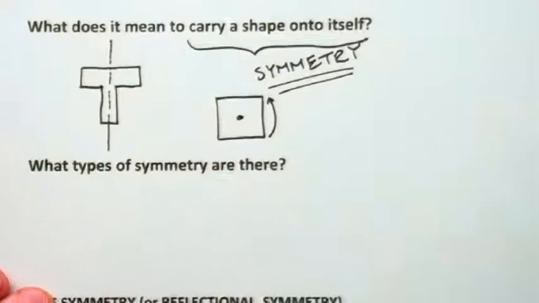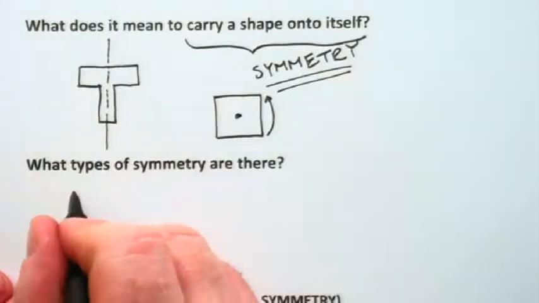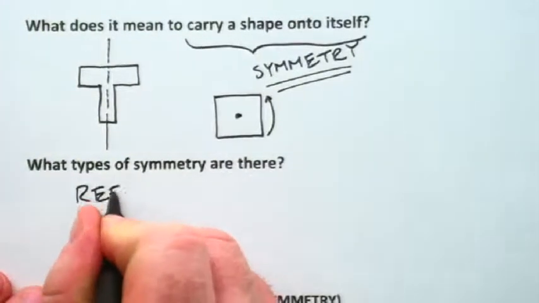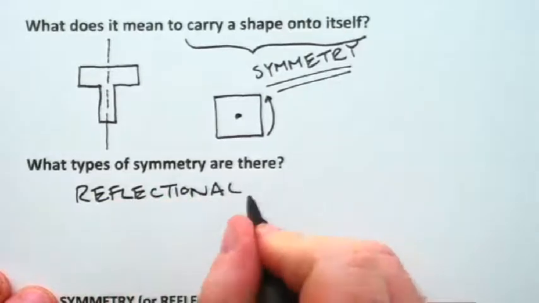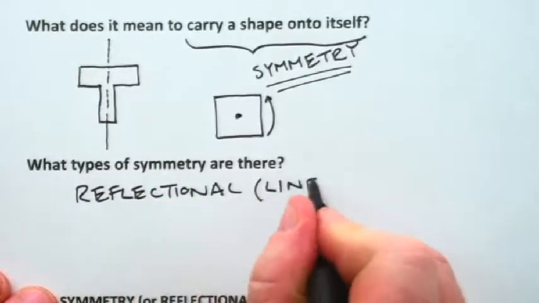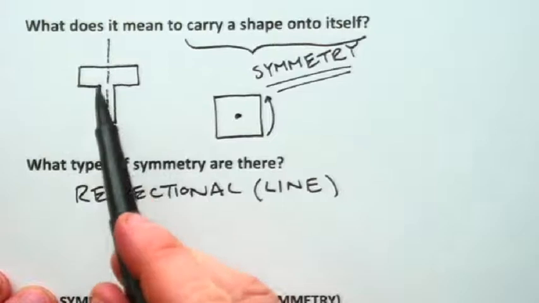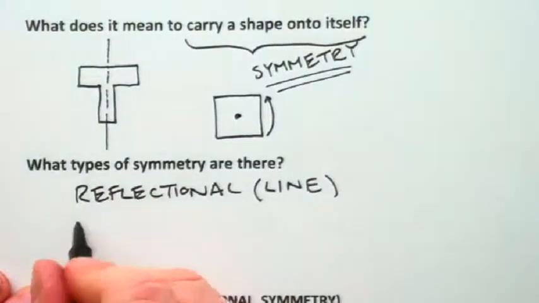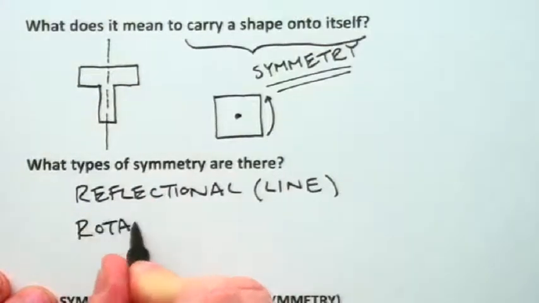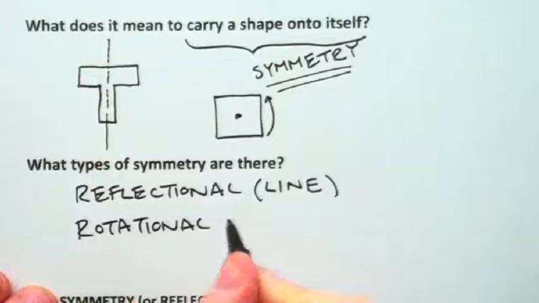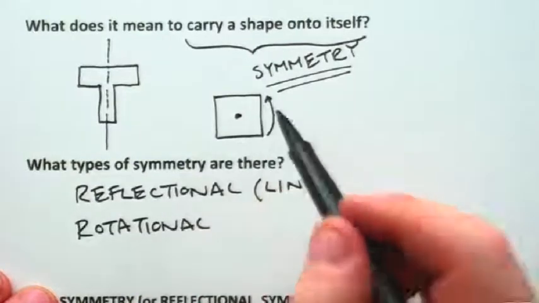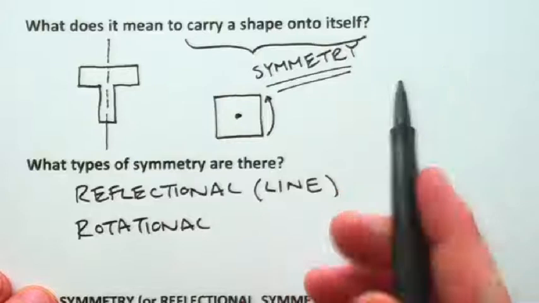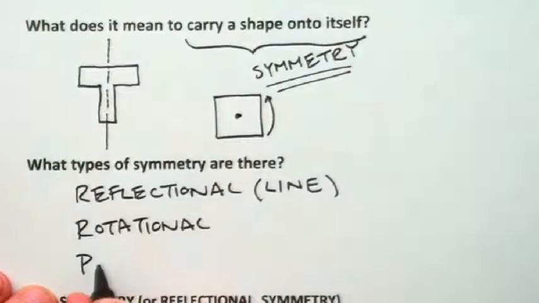What kinds of symmetries are there? There is what we call reflectional symmetry, or probably more commonly known as line symmetry. That's like this one here. This is reflectional or line. There's another type of symmetry called rotational symmetry, like this one here, where as we rotate the shape, it rotates onto itself. And then another one we call point symmetry.